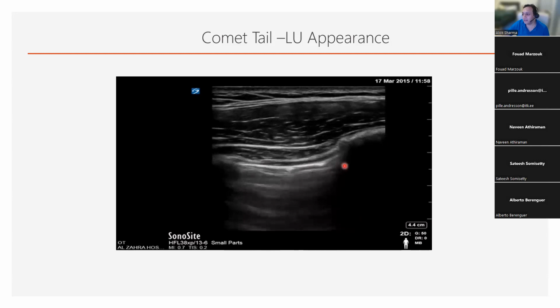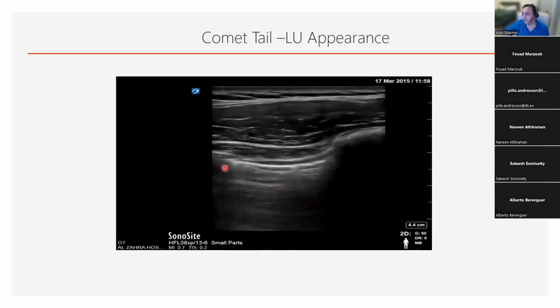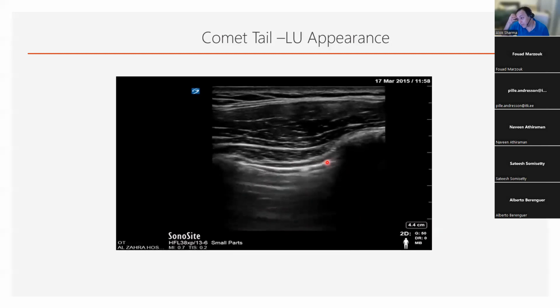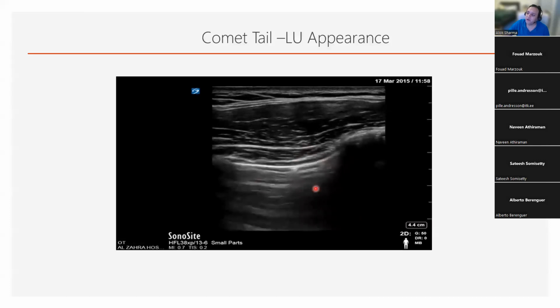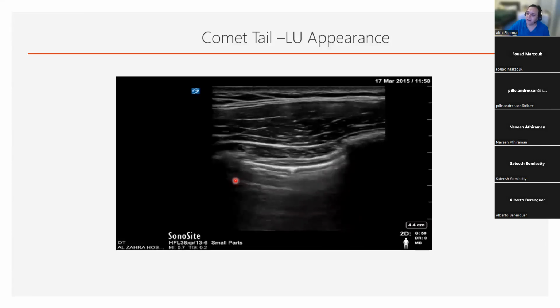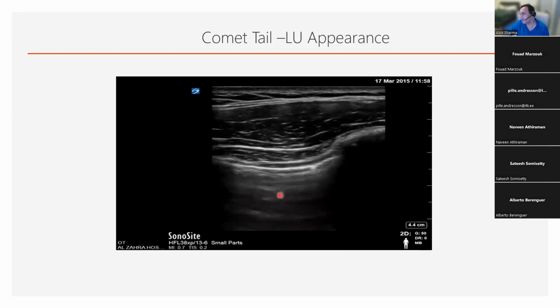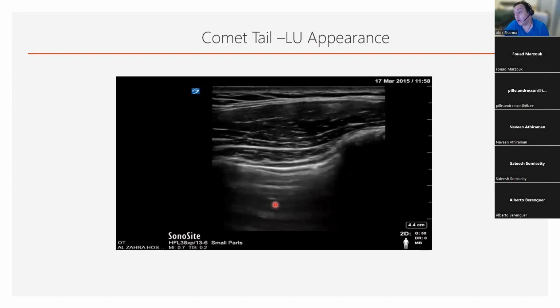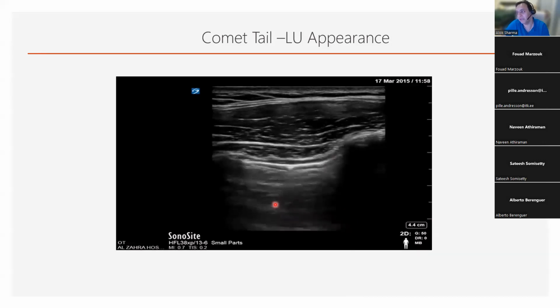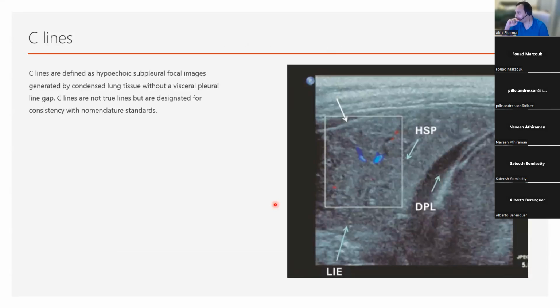Now, if there's confusion and you see these two comet tails moving the way they are, that pretty much confirms sliding, where you can see an A profile with A lines that are equidistant and gradually decreasing. This is a normal lung. Even with the presence of a comet tail, we'd interpret it as that.